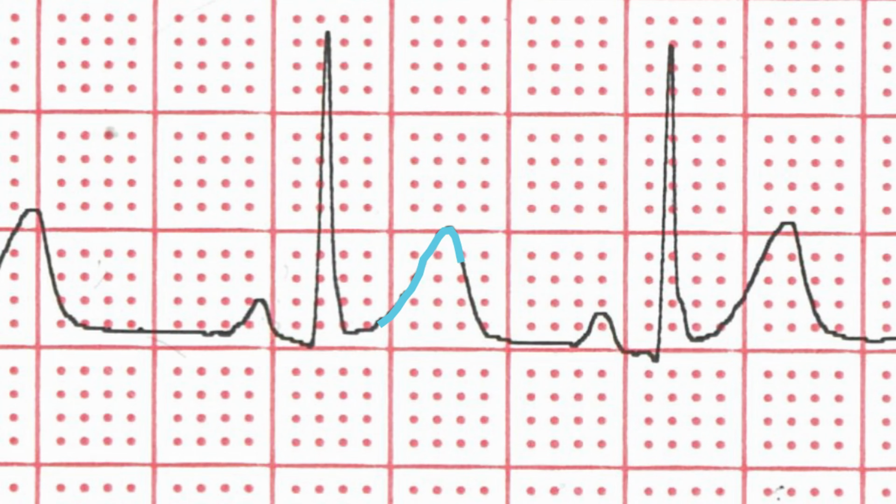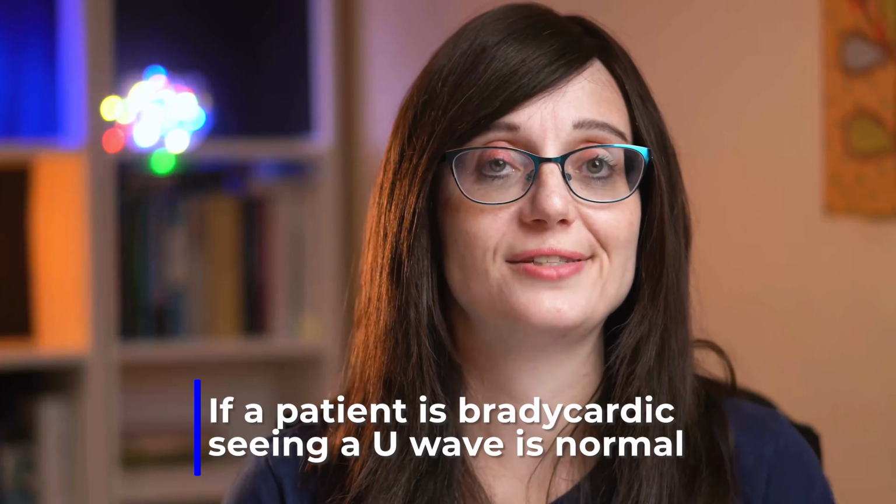What you're looking at also is the morphology of the T waves. So you want to check if they're very tall, if they're very broad, or if they're bifid, or they're very short and flat. If a patient's bradycardic, you can get a U wave, and that's normal. They should be in the same orientation as the T wave.